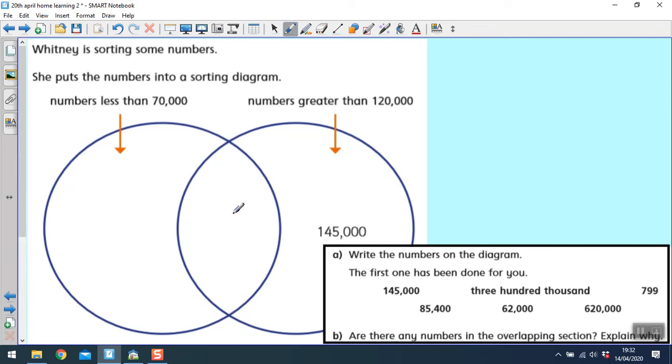The first one has been done for you. So 145,000 is bigger than 120,000. So it goes into this circle. But is it less than 70,000? No. So it goes in this part of the circle, but not in the middle, in the intersection. So we've done this one. Can you draw yourself 2 circles and write the other numbers in the right place on the Venn diagram? And pause the video while you do this.